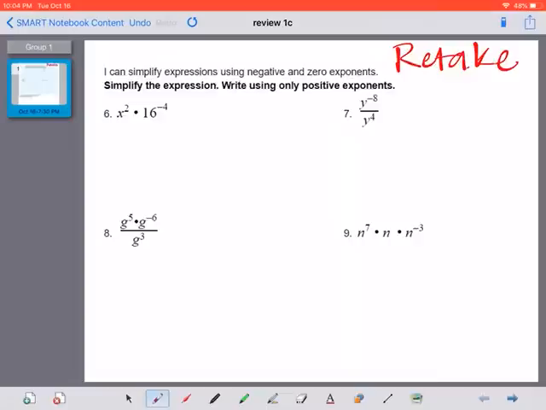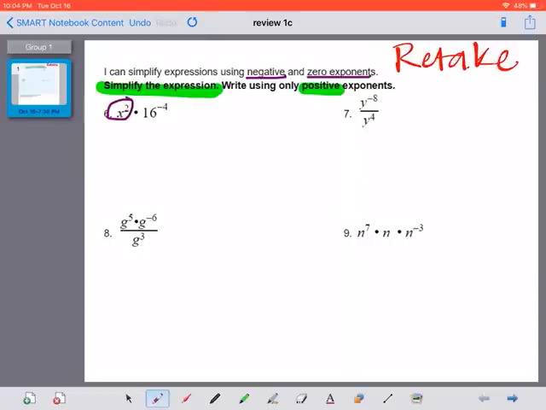Hello, today we're looking at simplifying expressions using negative and zero exponents. Our directions say simplify the expression and write using only positive exponents. So let's take a look at number 6 here. We have x to the power of 2. That already is a positive exponent, so we're just going to leave it like it is.